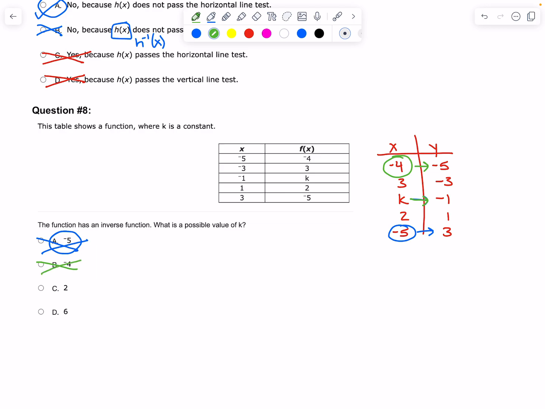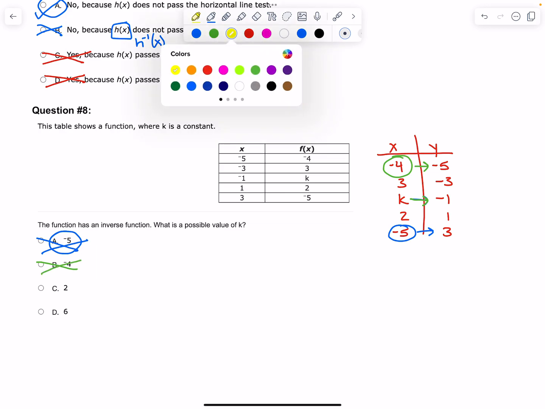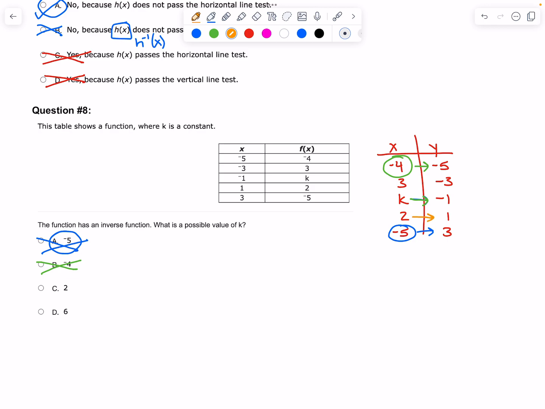So that's out. Then 2. 2's already paired up with 1. So k can't be 2. So the only thing left is 6. And 6 would work because see if k equals 6, it did not have an x value that would be paired up with more than one y value, which is always what we're looking for when we're trying to make sure something is a function. Okay, so that is it for standard BF.4a, B, and C.